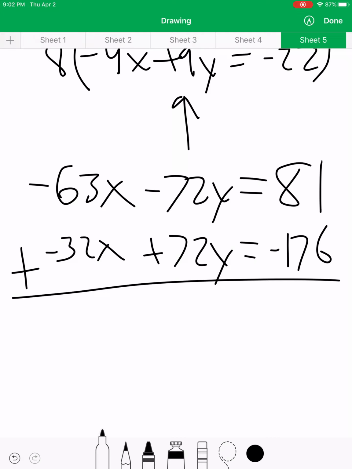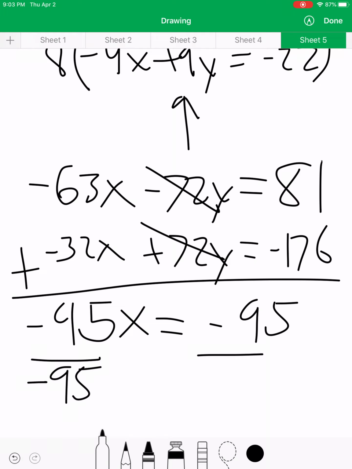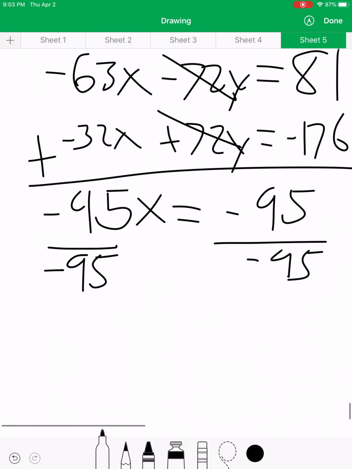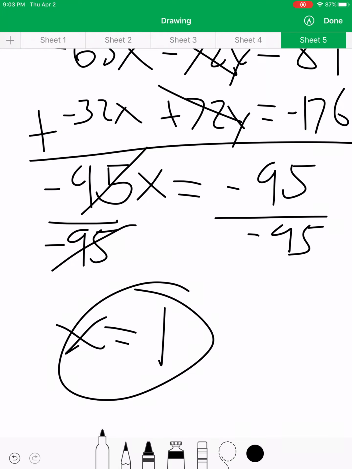-63 plus -32, that's 95. -95x, the y goes away, equals 176 and 81, all right, equals negative 95, all right? Subtract, take the sign of the larger integer. So divide by negative 95, divide by negative 95. Goes away. X equals positive 1. It's positive 1 because you have a negative divided by a negative.